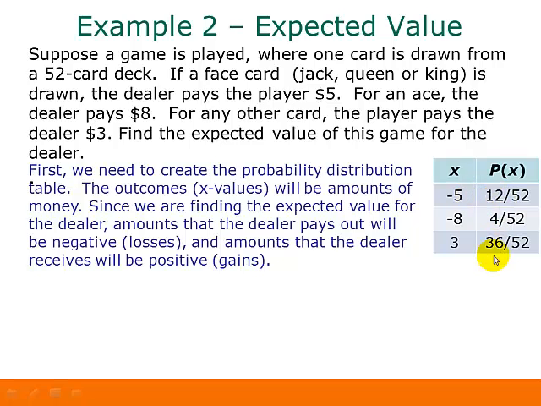Now we can figure out the probabilities for these three. This first one, the -5, was if the card drawn was a jack, queen, or king. Since there are 12 cards that are either a jack, a queen, or a king, the probability of that would be 12 divided by 52. The -8 was if an ace was drawn. Since there are 4 aces, that probability would be 4 over 52. And then we have the rest of the cards, which out of 52 we have 36 cards left. Any of those cards, the dealer gets paid $3. So that probability would be 36 over 52.